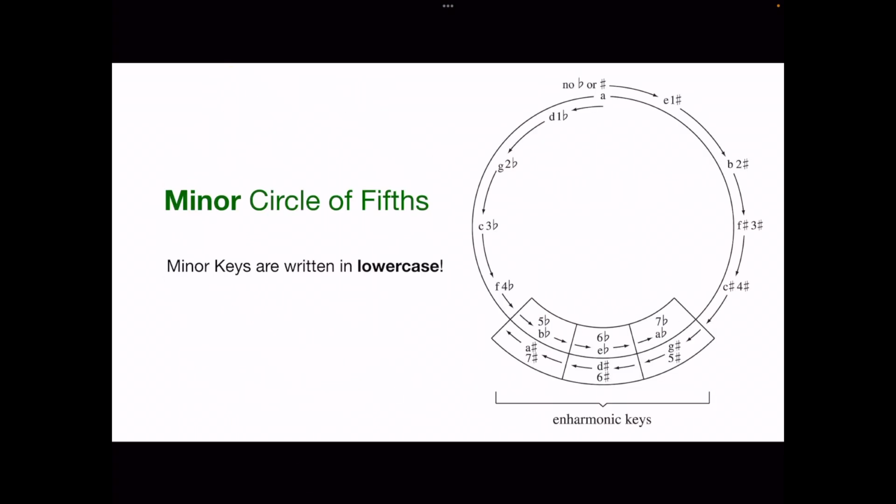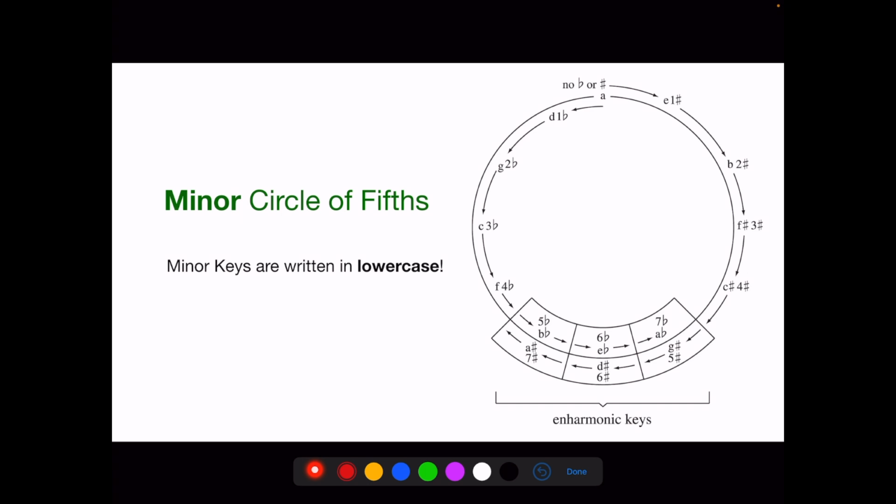And for the minor circle of fifth, remember A minor is a relative key of C major because they contain the same kinds of notes. So C major has C, D, E, F, G, A, B, C, and A minor has A, B, C, D, E, F, G, A. Okay, so that's why A minor also gets this 12 o'clock position where there's no flat or sharp. And from there, the next one is going to be E.